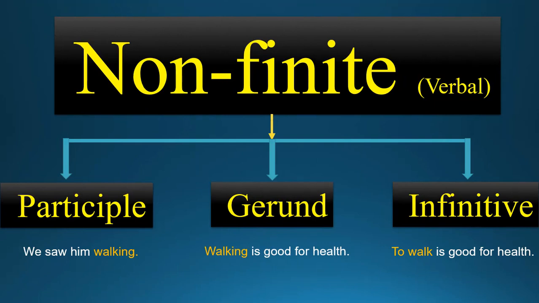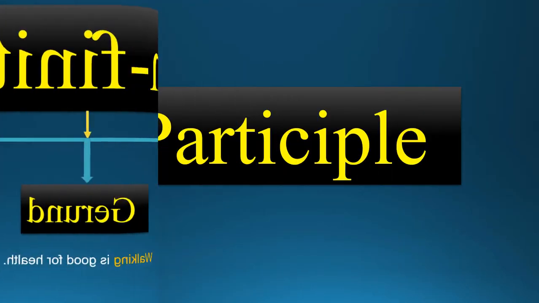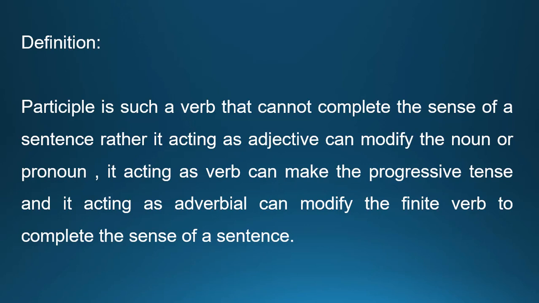Participle, for example, we saw him walking. Gerund, for example, walking is good for health. Infinitive, for example, to walk is good for health. Now participle will be dealt with.